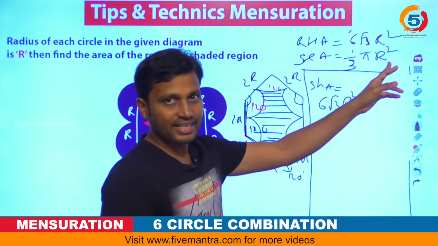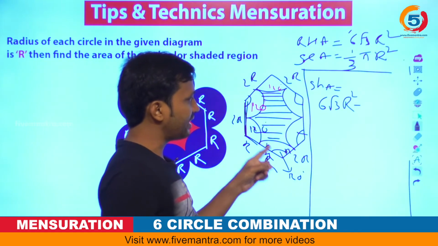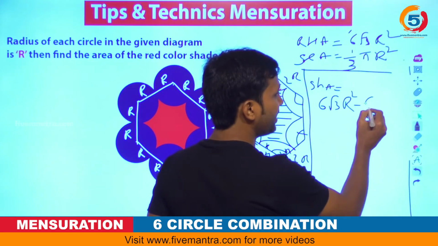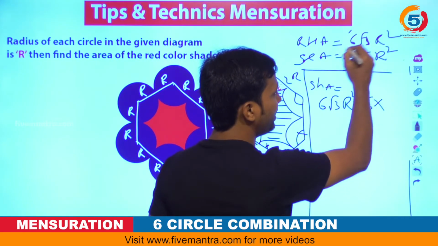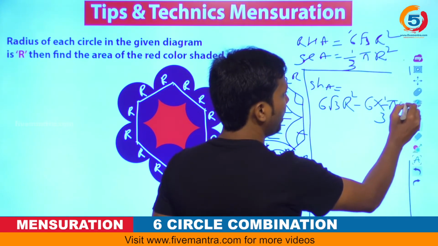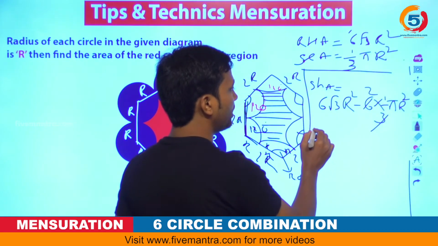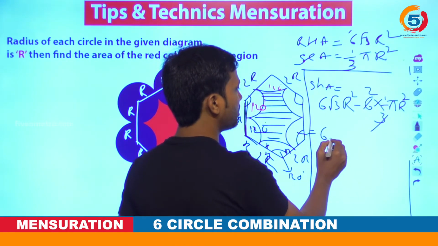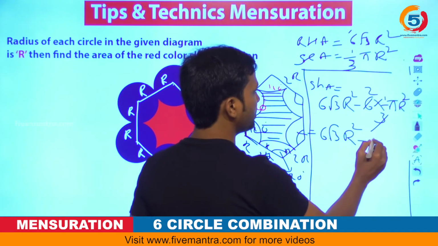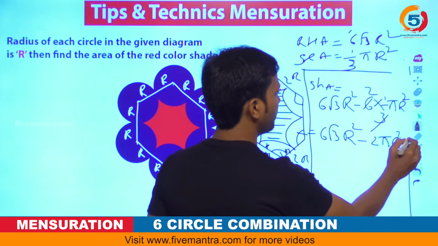each sector area is 1 by 3 pi r square. How many such sectors are there? 6 sectors. So 6 sectors area means 6 times this area. 6 into 1/3 pi r square. Now 3 cuts 2 times. So here this is how much? 6 root 3 r square minus 2 pi r square.